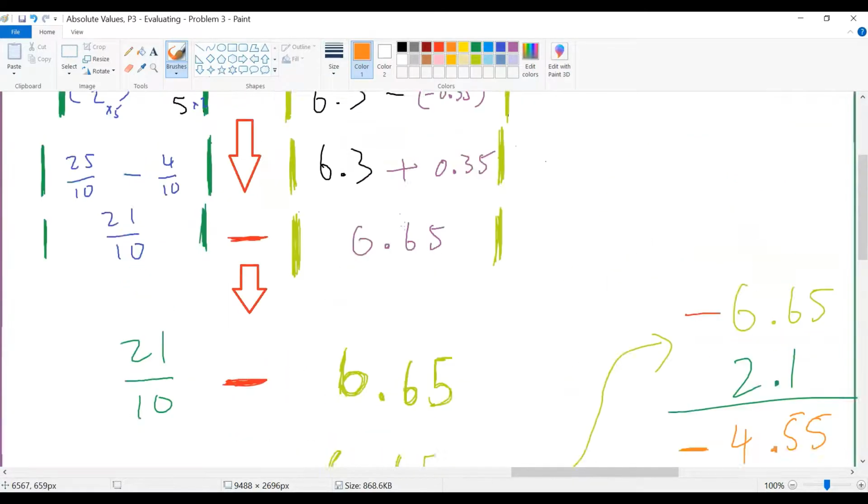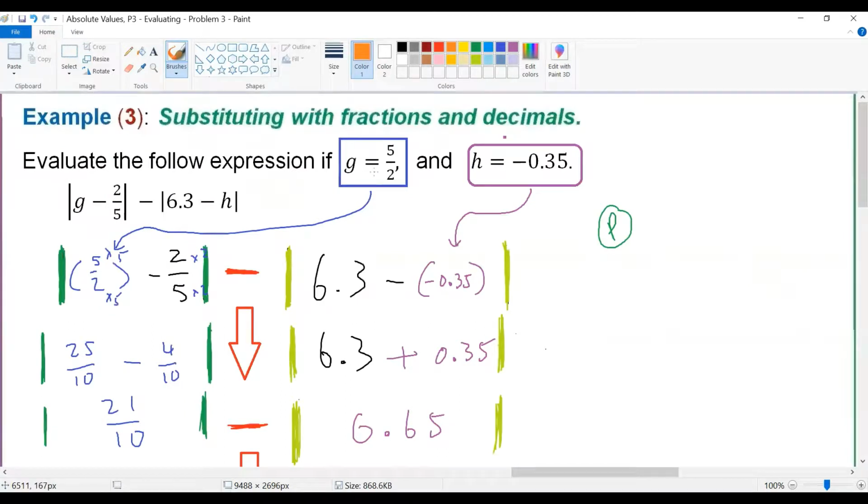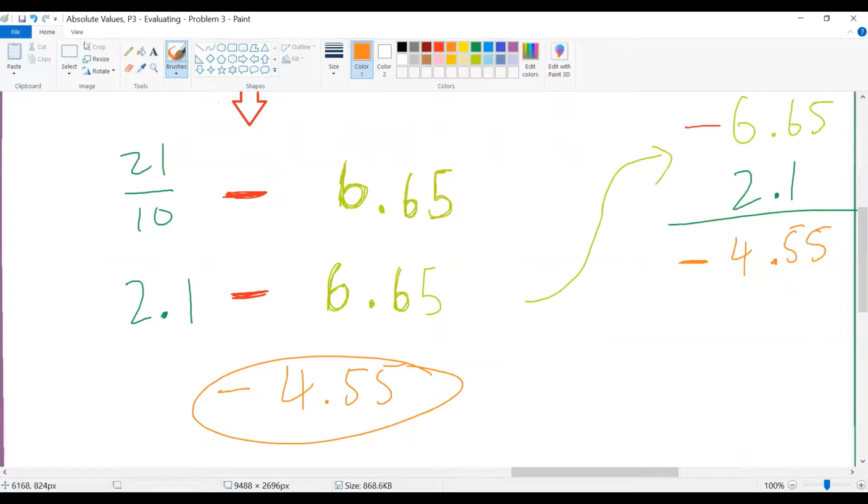And there we go. We've done a subtraction problem where fractions and decimals are involved, including double absolute values. Want to remind ourselves that we're going to simplify each of the absolute values before we do any subtraction. And that's how this one's done.